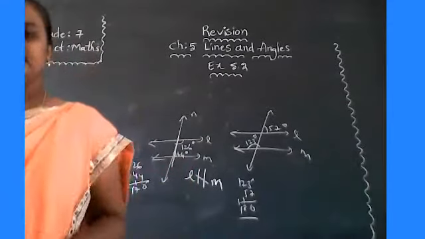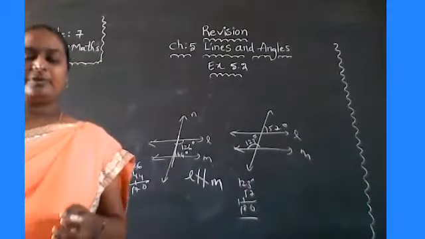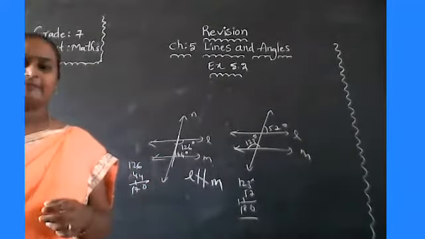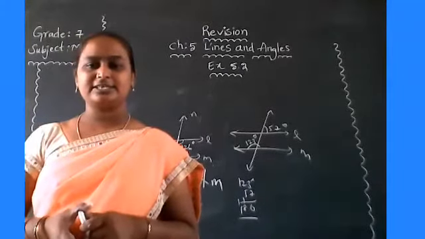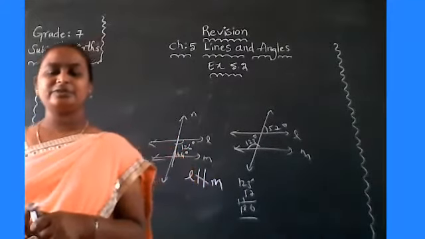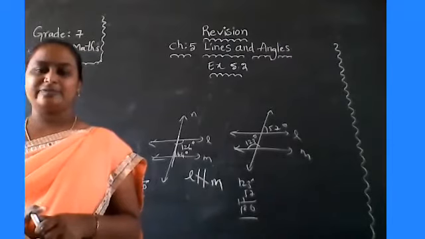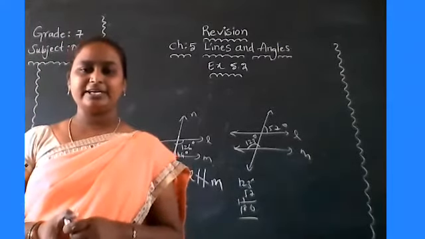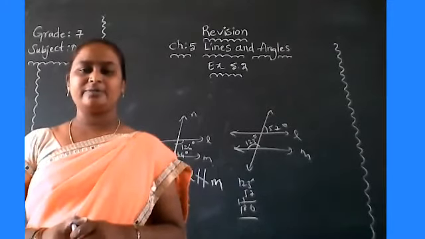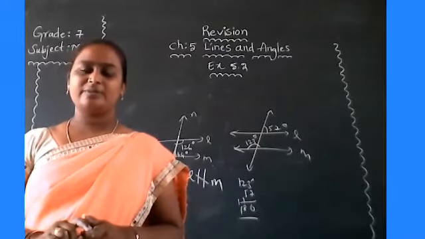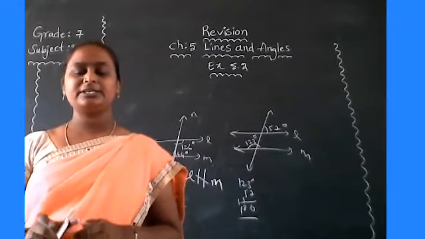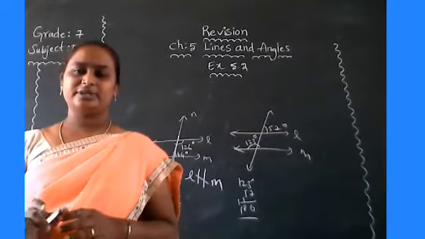Okay, children. Up to now you have seen what is meant by a transversal, what the point of intersection is, and how the point of intersection is formed in intersecting lines. If you have any doubts, please come to the live interaction, because this chapter is very important. You have to do each and every problem, the example problems and the exercise problems, everything you have to solve. Don't ignore any problem.